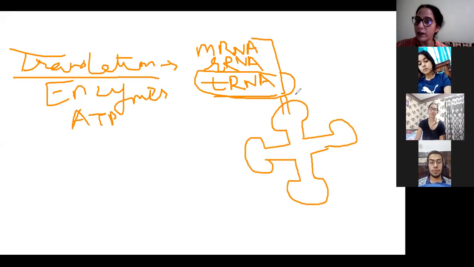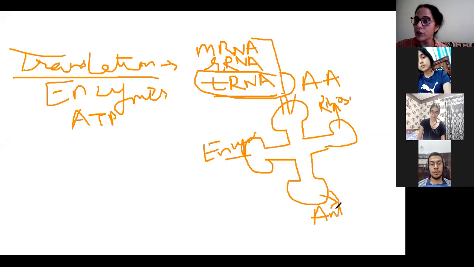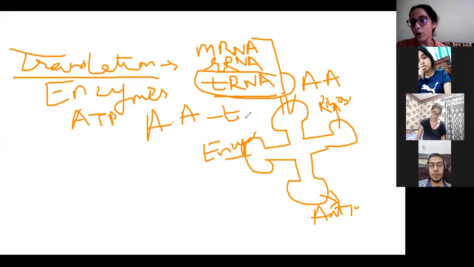The first lobe accepts the amino acids. One is attached with the enzymes. One lobe is where the ribosomes are attached, because ribosomes are the protein factories. And the bottom one is where the corresponding anticodons are shown. Clear, bachche? Whenever any amino acid is attached with the transfer RNA, a complex is formed which is termed amino acyl transfer RNA.